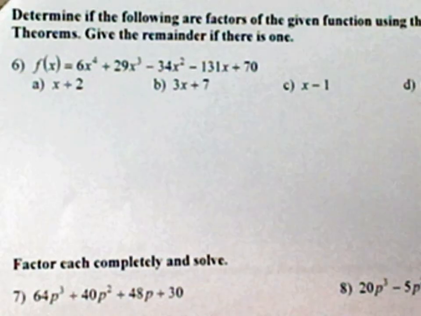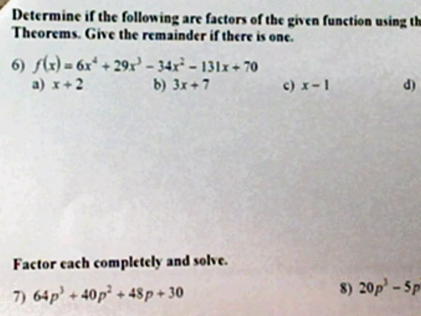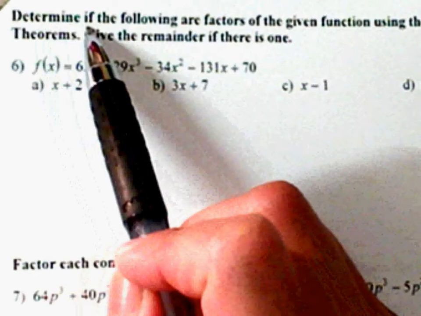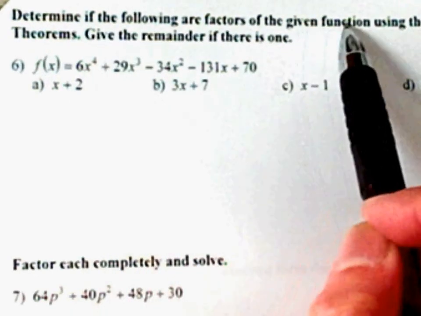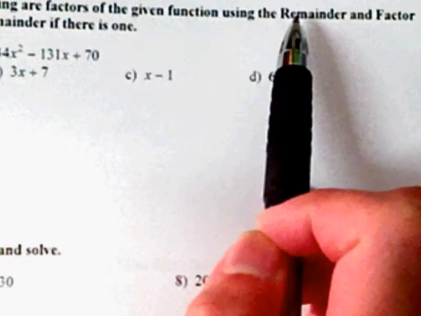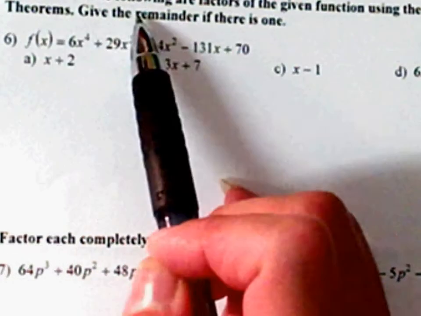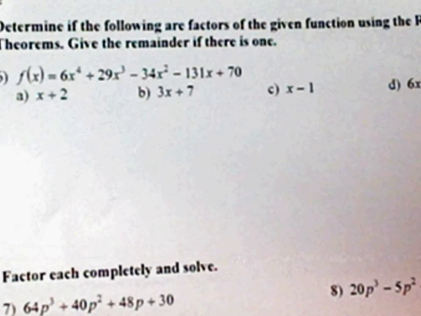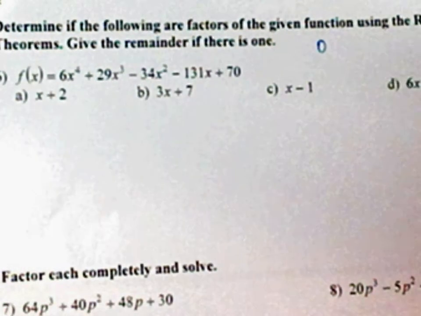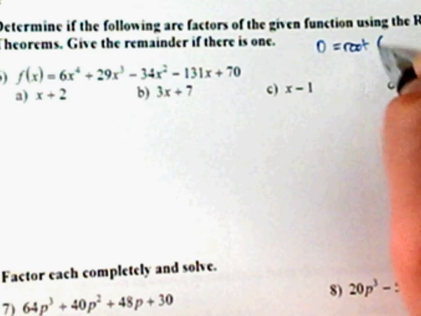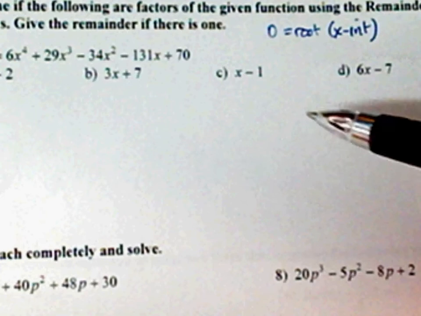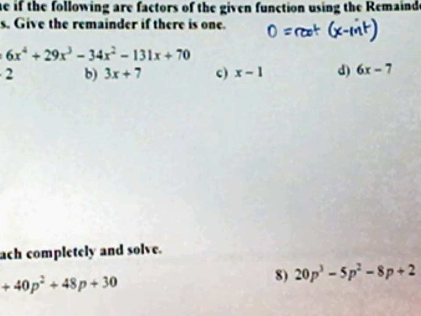This is page 2. I am going to cover number 6 through 10. Okay, let's read the directions. Number 6 says, determine if the following are factors of the given function using the remainder and the factor theorems. Give the remainder if there is one. What that means is, if you have a remainder of 0, that means it is a root, or where it crosses the x-intercept. If you have a remainder, that means it's going to be somewhere on that function, but it's not going to cross the x-intercept.